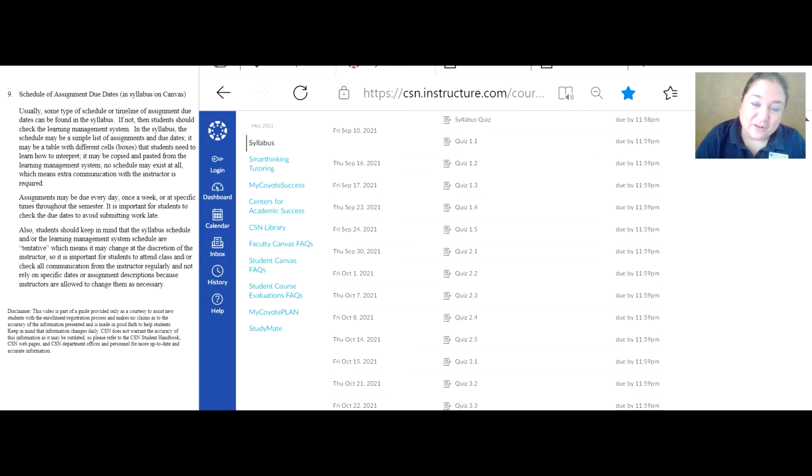Assignments may be due every day, once a week, or at specific times throughout the semester. It is important for students to check the due dates to avoid submitting late work. Also, students should keep in mind that the syllabus schedule and/or the learning management system are tentative, which means it may change at the discretion of the instructor.